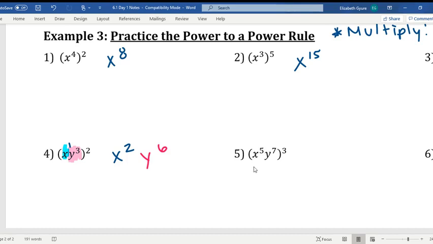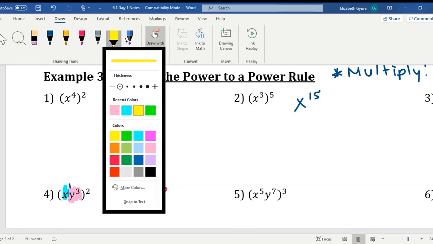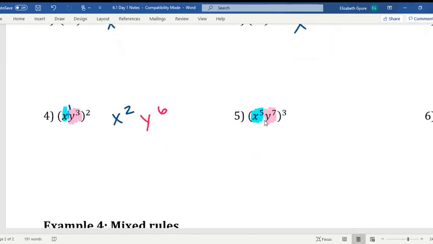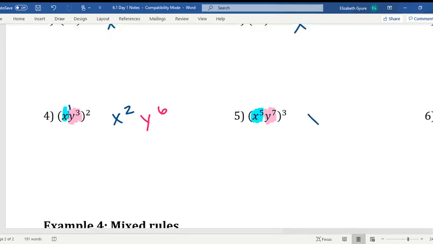All right, so now let's take a look at 5. So here we got x to the 5th, and we have a y to the 7th. So x to the 5th, y to the 7th. Raise them high and multiply. Someone tell me what they think our x term is going to become. X to the what? Good, Olivia. Olivia says x to the 15, because 5 times 3 is 15.